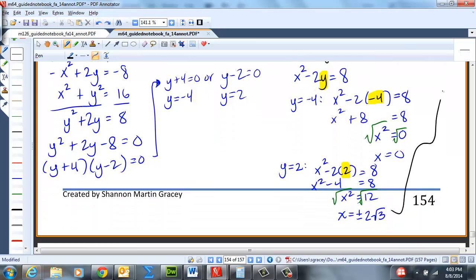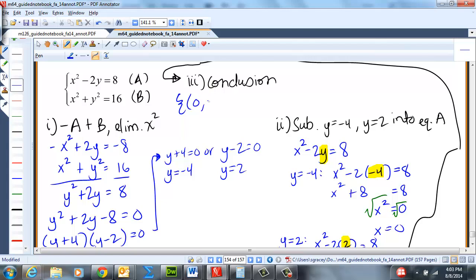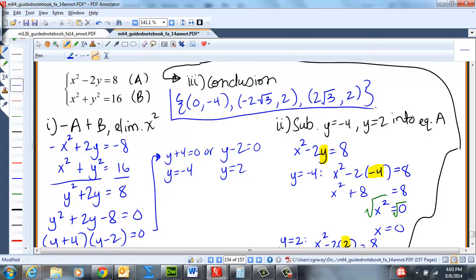so we went over here, just so you don't get lost later. So our conclusion is we got the set of ordered pairs, 0, negative 4. We got negative 2 root 3, 2. And then we got positive 2 root 3, comma, 2. And that's our answer.